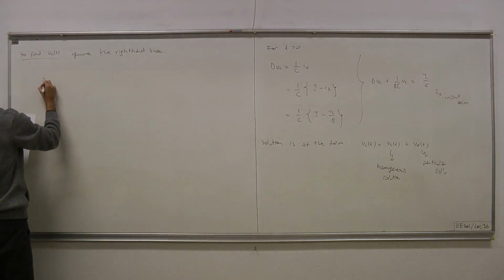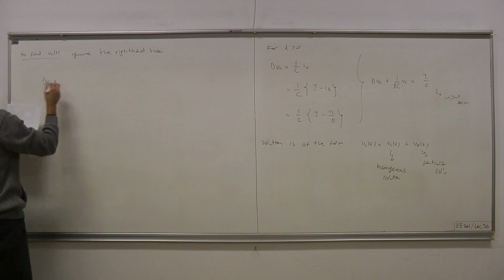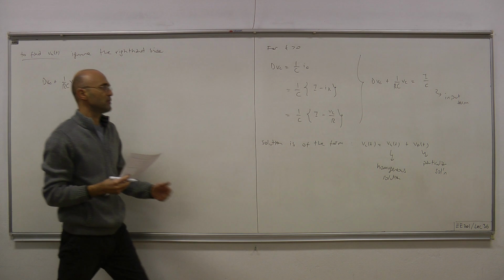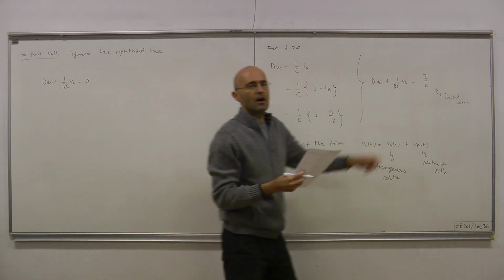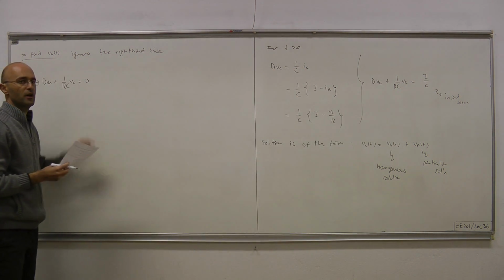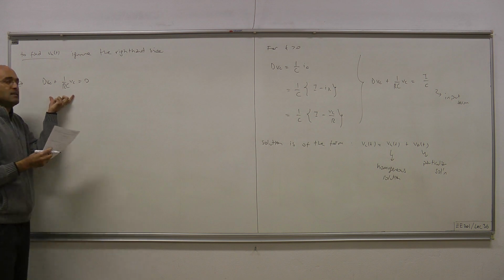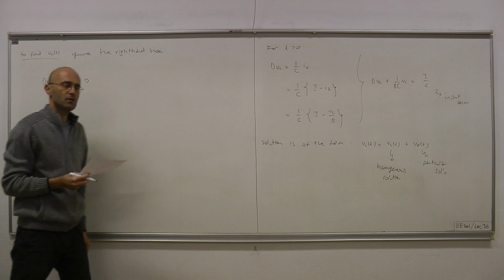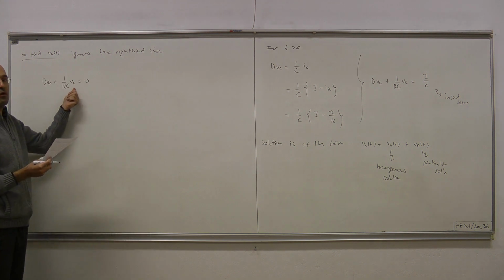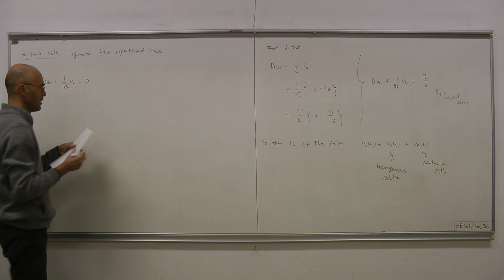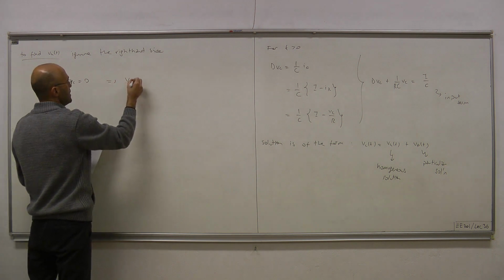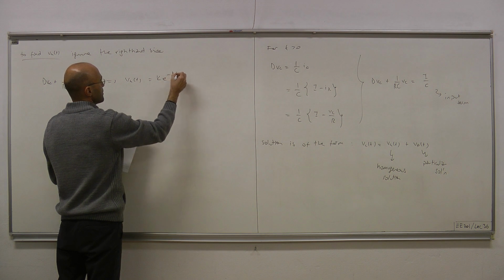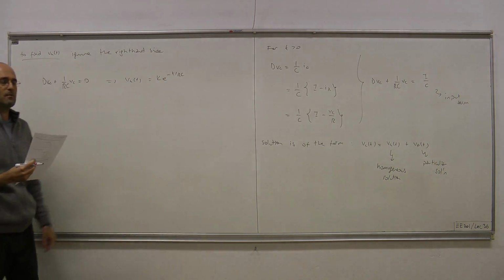Then we have dVc plus 1 over RC Vc equals 0. Instead of the actual right-hand side, now we're considering 0 here. And we already dealt with this situation. We know the form of the solution for this homogeneous differential equation, and that's VH(t) equals K e to the minus t over RC.